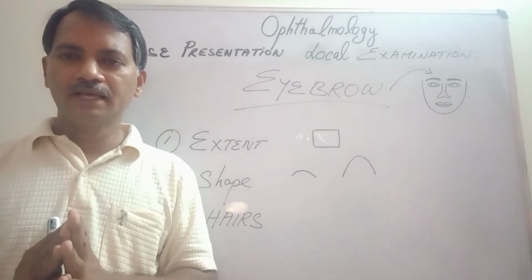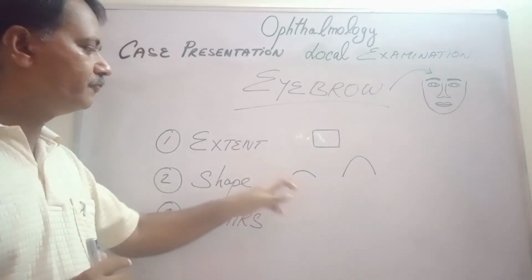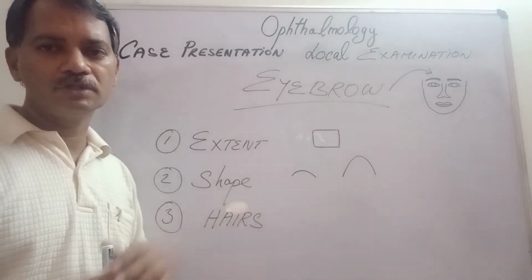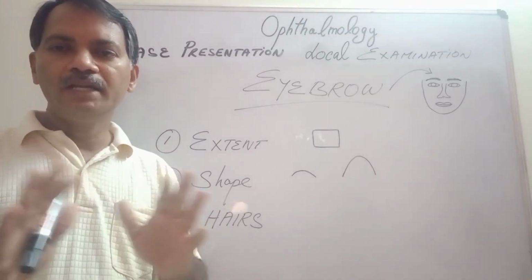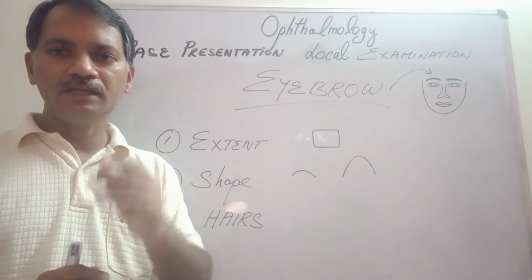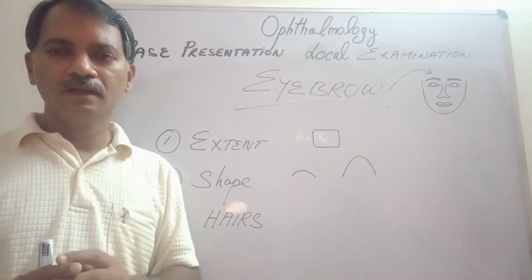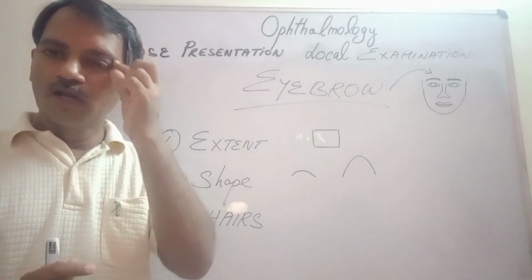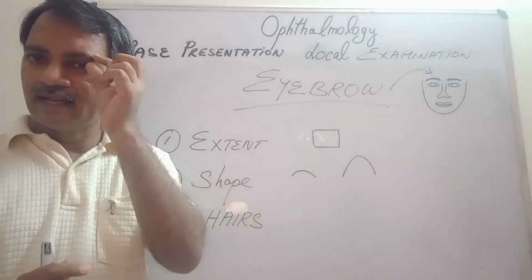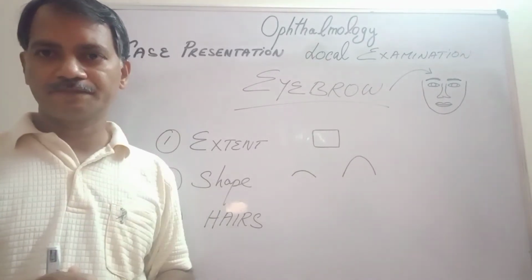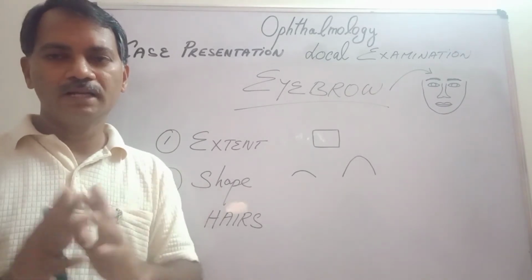The eyebrow normally has a small convexity upwards. The hairs will be equally distributed all along, but it will be somewhat thicker medially, and laterally it tapers. That is the normal anatomy.